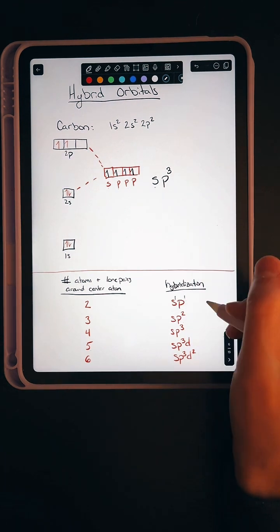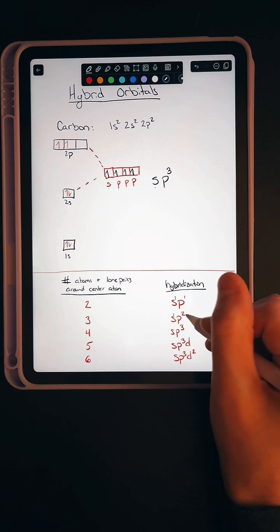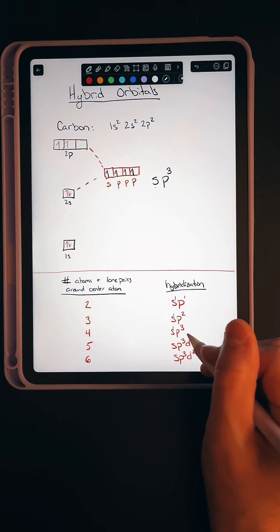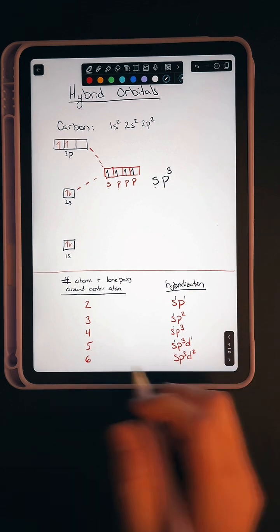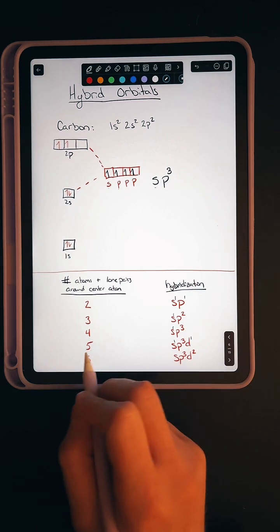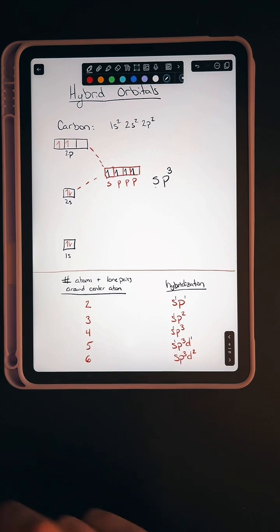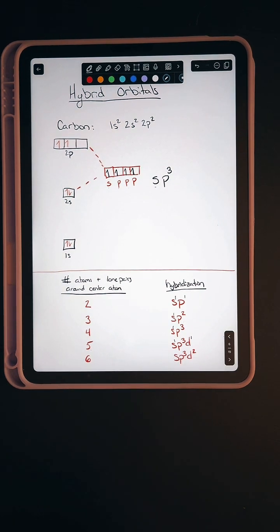And a good way to check is just to count them up, right? 1 and 1 gives us 2. 1 and 2 gives us 3. 1 and 3 gives us 4. 1, 3, and 1 gives us 5. And it just matches up to the number of lone pairs and atoms, the number of things.